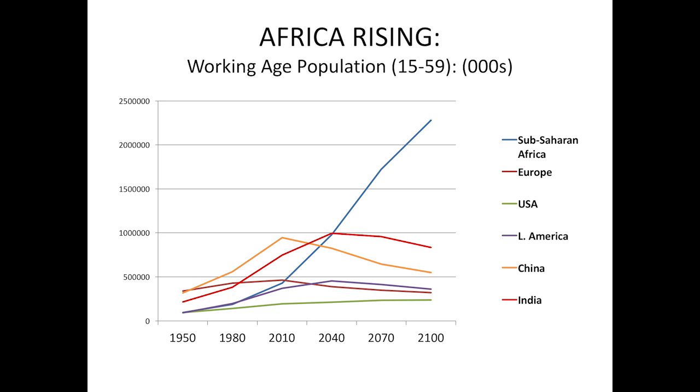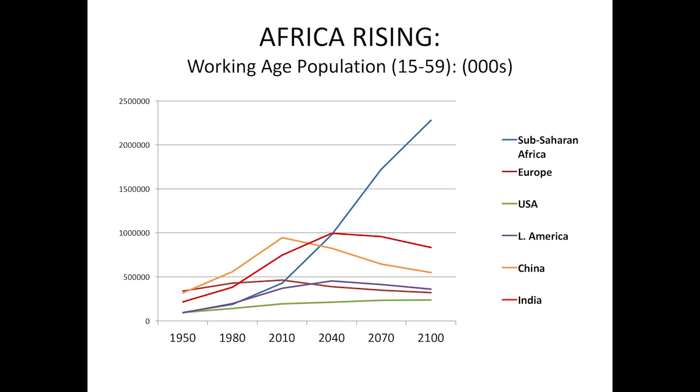So this is the future of the working age population. And as you can see, in China, it turns down around 2010. India, it turns down a little later. Latin America, too. The USA continues to grow from a low level. But by about 2060, 2070, the working age population in Africa will be as large as that of China and India combined. Now, this graph goes to 2100 because that's what the United Nations is projecting.